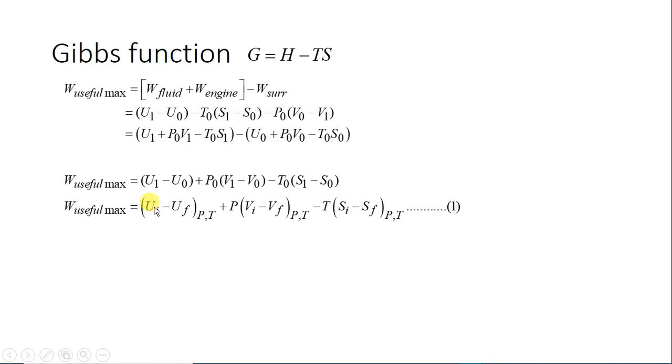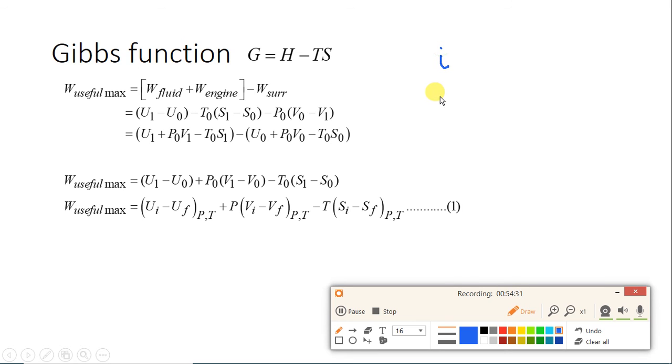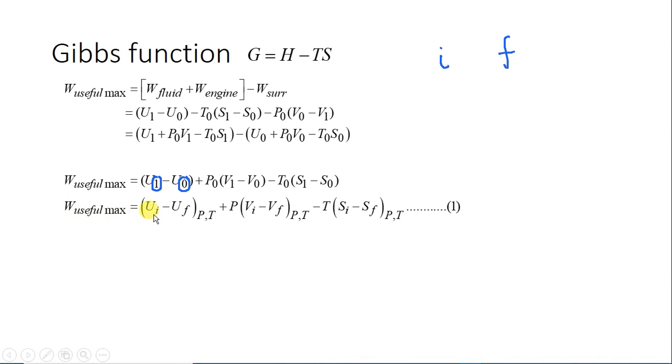Now suppose the initial state is I and the final state is F. When we derived it, 1 was the initial state and 0 was the dead state, meaning the final state. So you can replace 1 by I and 0 by F in the subscripts, and you will get this equation. W useful max will be Ui minus Uf at constant pressure and temperature. Now remember, the Helmholtz function was at constant temperature, and this is at constant pressure. Why? You will see here, there is no delta P. So P(Vi minus Vf), pressure and temperature constant, minus T(Si minus Sf), pressure and temperature constant.